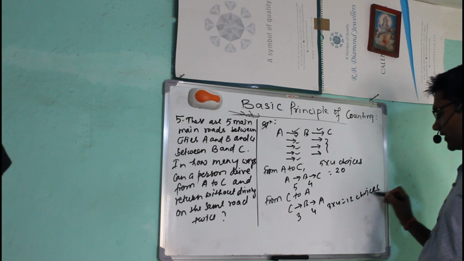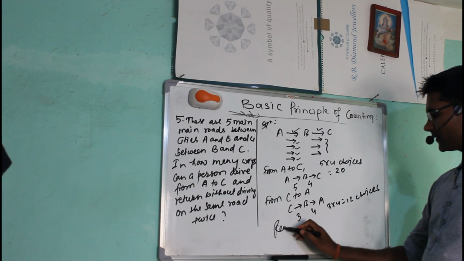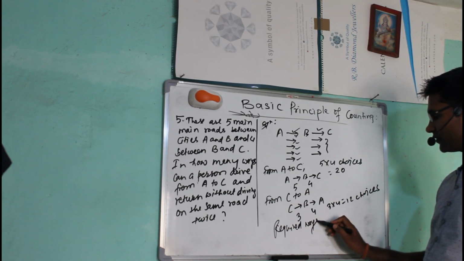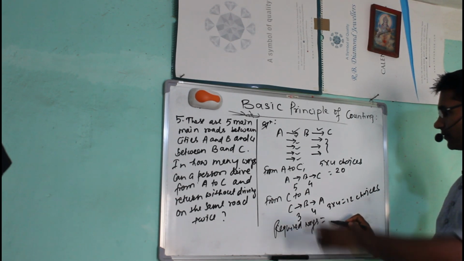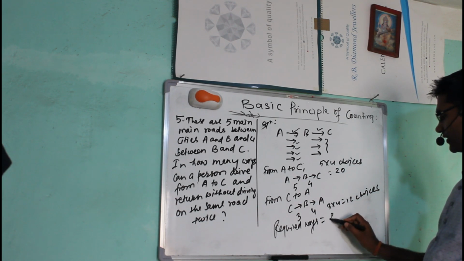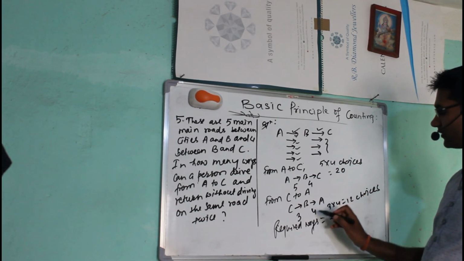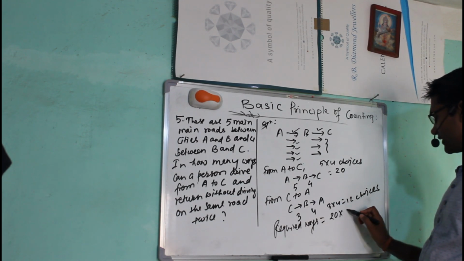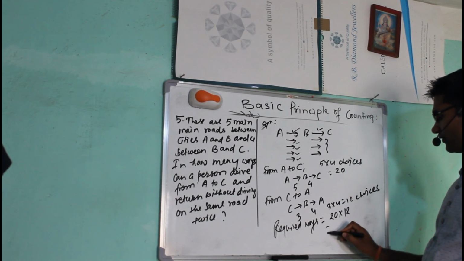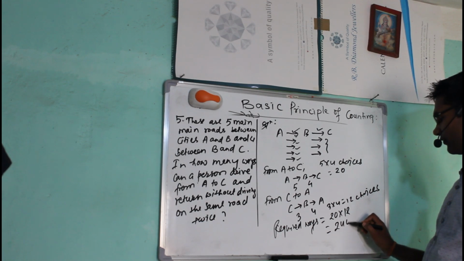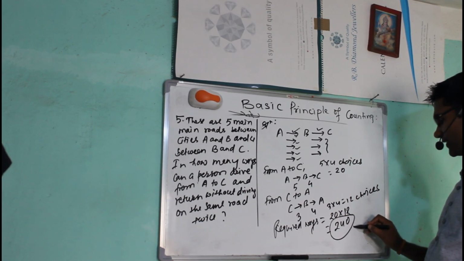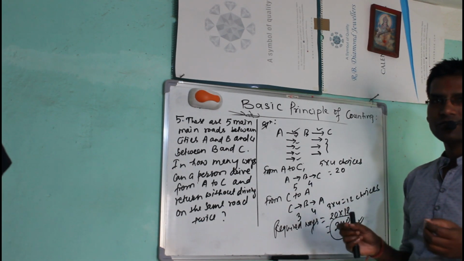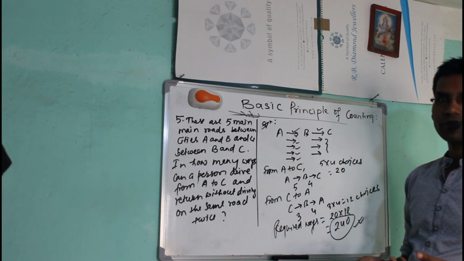So the total required ways will be: while moving from A to C there are 20 choices, and while returning by a different route there will be 12 choices, so the total will be 240 ways, which is the required answer. Have you understood? It's very easy and very simple, you can understand easily.